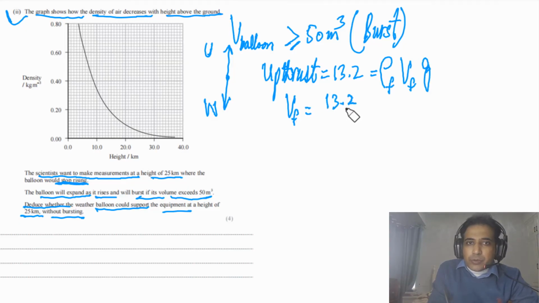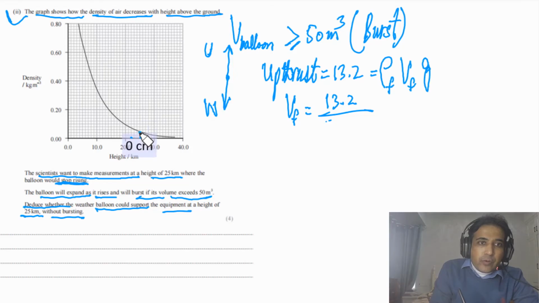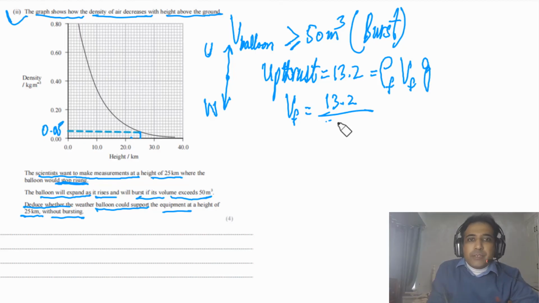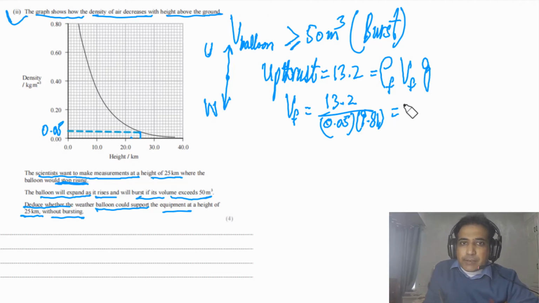This will be equal to 13.2 divided by density at 25 kilometers. So we have 20, 21, 22, 23, 24, 25. So 25 is about here, and we can read from the y-axis, and this value is about 0.05. So we have density equal to 0.05. Here we have 9.81, the value of g, and if we solve this, we will get the volume of fluid displaced equal to 26.9 cubic meters.